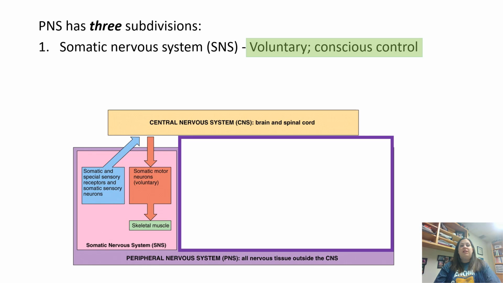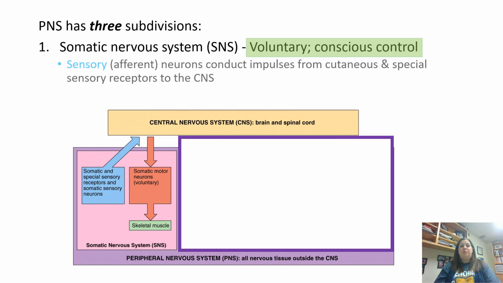Now, the peripheral nervous system has 3 subdivisions. We see that there is going to be the somatic nervous system. The somatic nervous system is the voluntary and conscious control that we have of our body. So this is going to mostly deal with your skeletal muscles. The sensory neurons are going to conduct impulses from your cutaneous and special sensory receptors to your central nervous system. So your cutaneous, if you recall, will deal mostly with your skin.